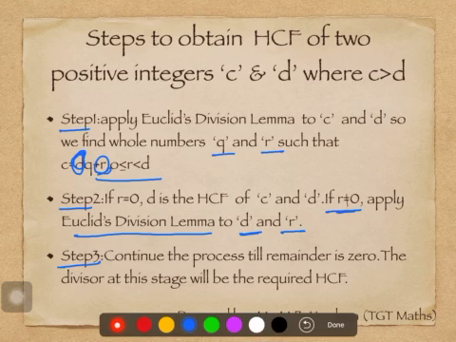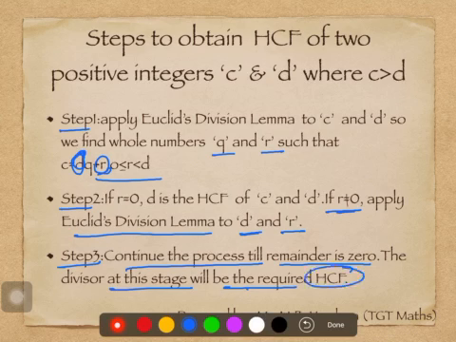Now, step 3. Continue the process till the remainder is 0. Until we get the remainder as 0, we have to continue the process. When the remainder is 0, then the divisor at that stage will be the required HCF.